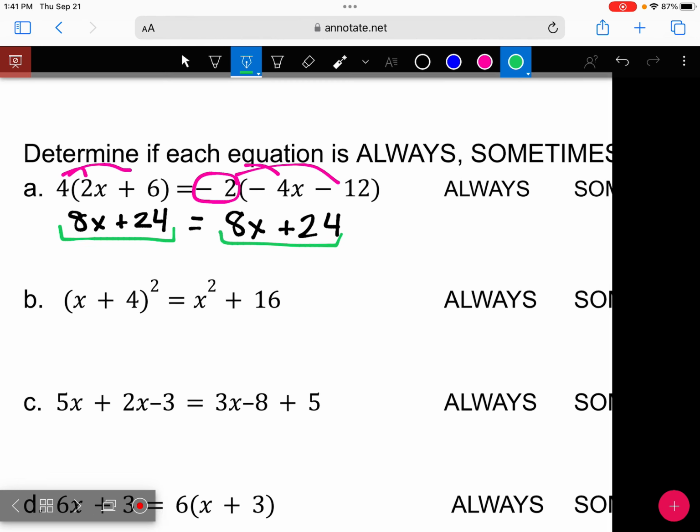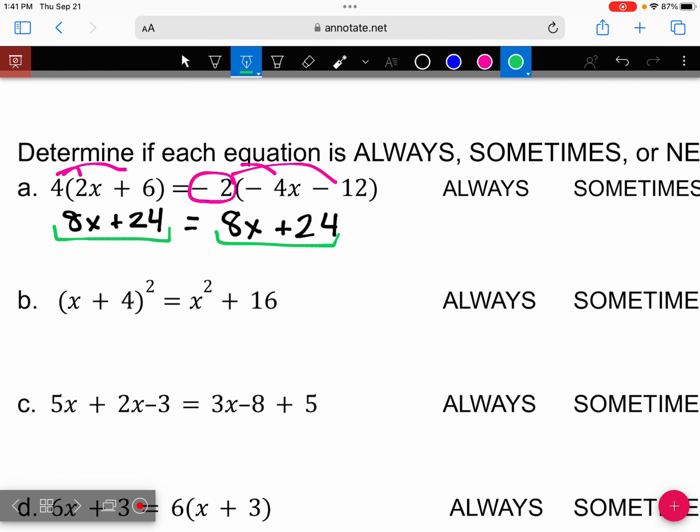So is 8x plus 24 going to equal 8x plus 24 always? Yeah. You could keep going, and we could subtract 8x from both sides. We'd get 24 equals 24. That is definitely going to be always. They are the exact same. So we didn't have to get all the way down to a solution. We got to the point where we could see it, and then we can stop and save ourselves some time and effort.